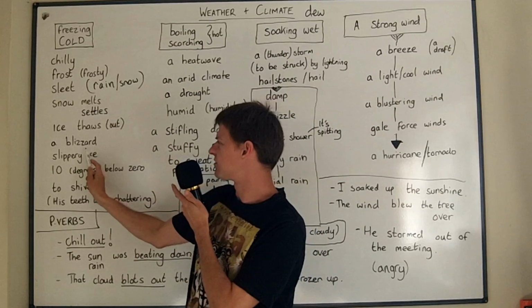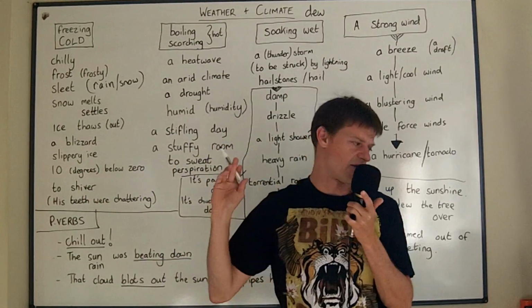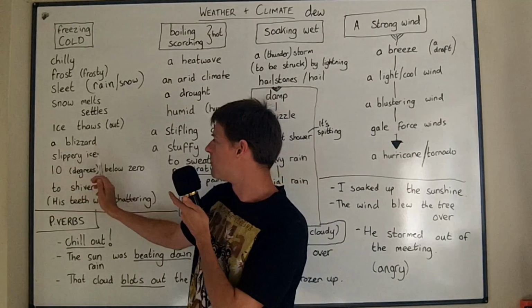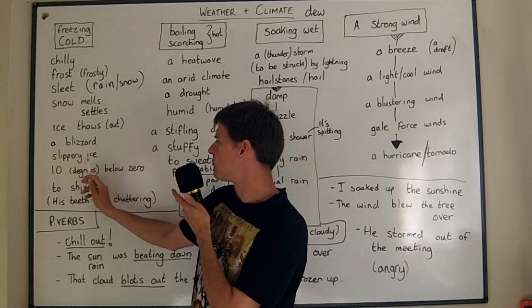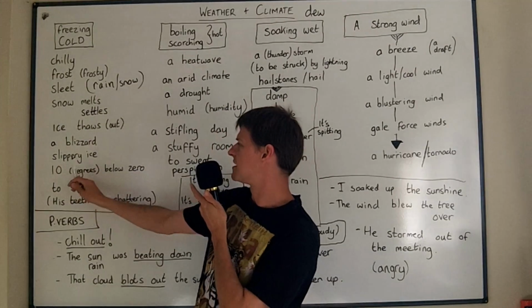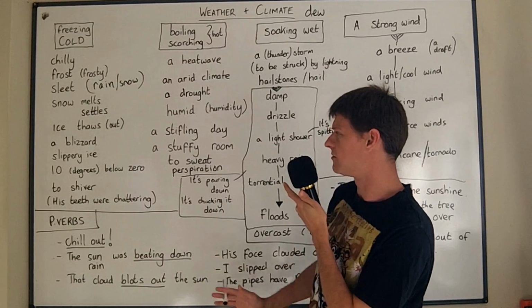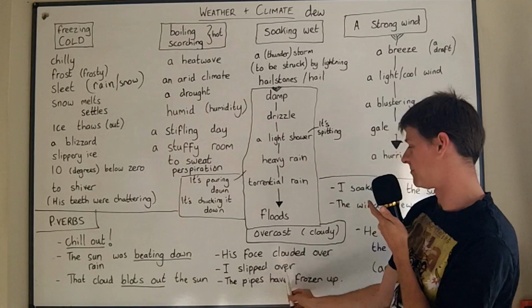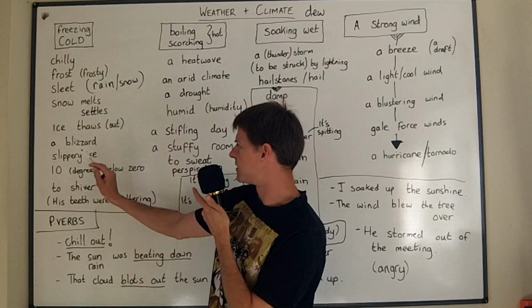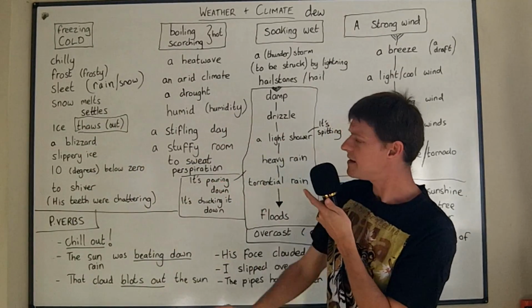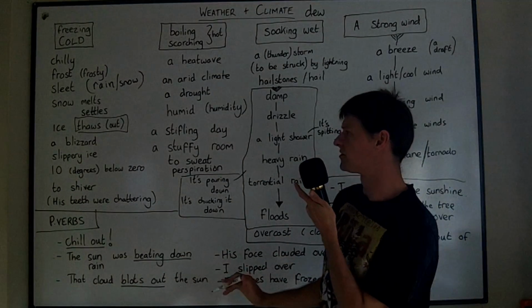Okay, a blizzard is a snowstorm. It's any kind of very, very cold snowstorm. When you have these kind of cold conditions, very often there's slippery ice on the roads and on the pavement as well, and so people could easily slip over. It's a good phrasal verb to remember here, and thaw out is a phrasal verb, of course, as well. It just means completely thaws.